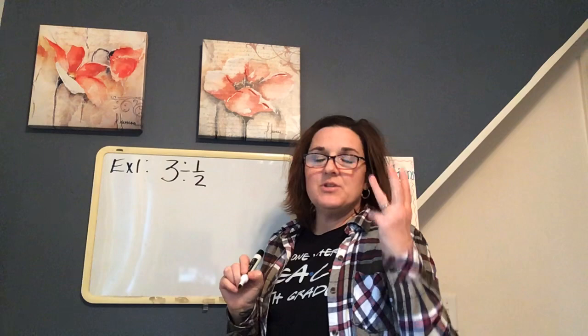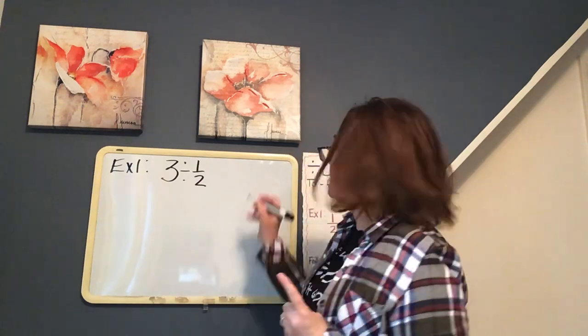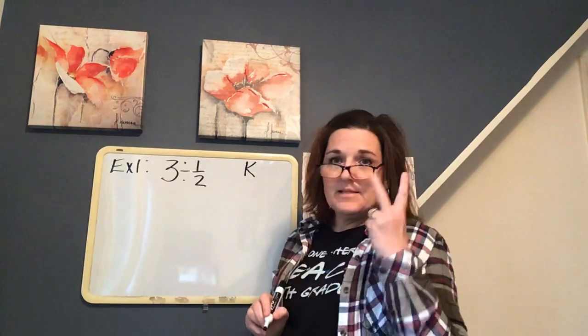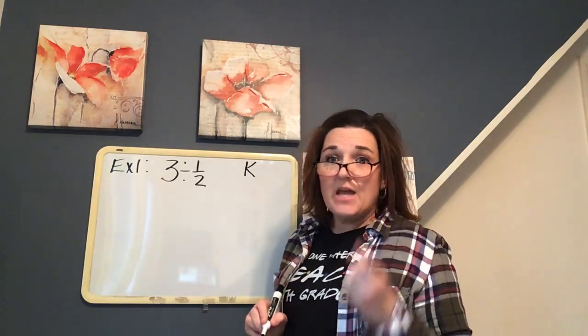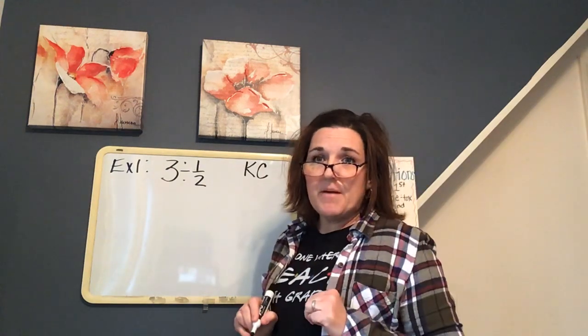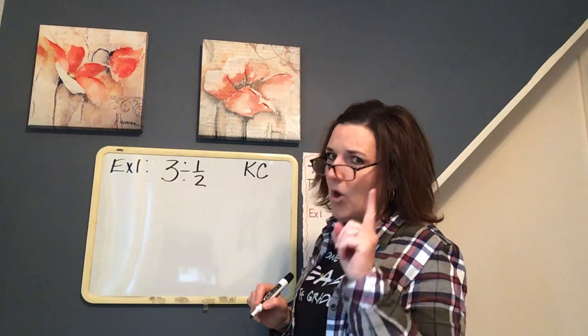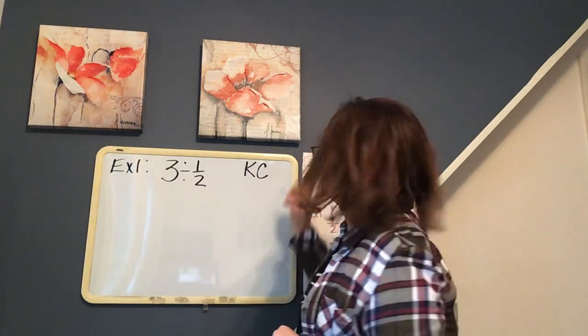You have 3 steps you need to remember. The first step you need to remember is to keep the first fraction. The second step you need to remember is to change the sign. The third step you need to remember is to flip that second fraction. Only the second, always the second, never the first.